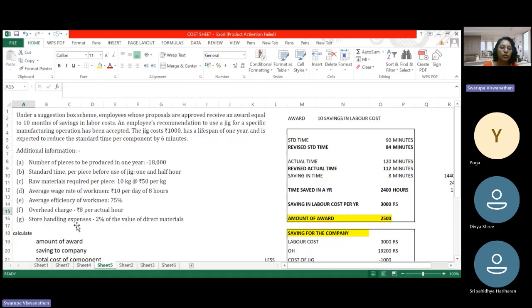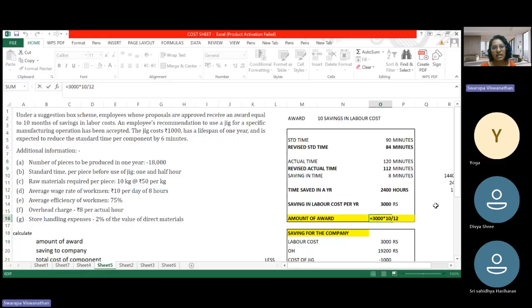So what is the amount? First question, amount of award. What is the amount of award? 10 months of savings in labor cost. This 3,000 rupees is for 12 months, for 1 year. The award is given for 10 months of savings. So 3,000 rupees into 10 by 12 will give us the amount that will be paid as award.